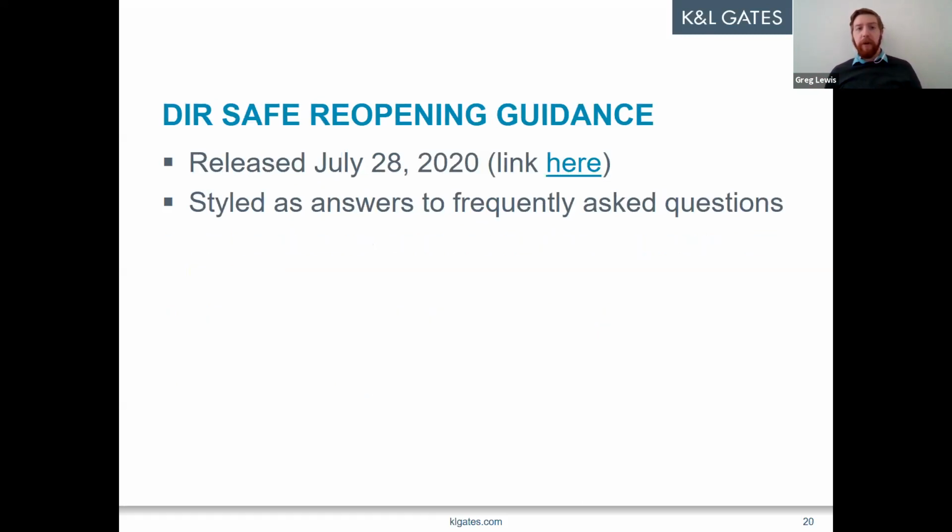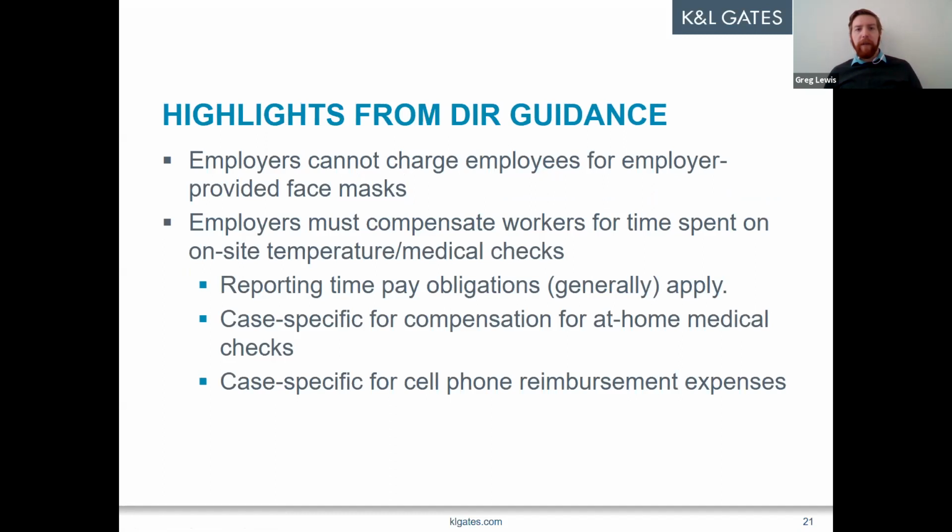All right, now to the Department of Industrial Resources Safe Reopening Guidance. We're going to move through these really quickly. Next slide, please. So for the DIR, it really instructs employers about things they can do and things they can't do. So employers can't charge employees for employer-provided face masks. This goes back to the principles that the employee should be reimbursed or not have to pay for necessary business expenditures that the company requires, which is the rationale behind this rule.